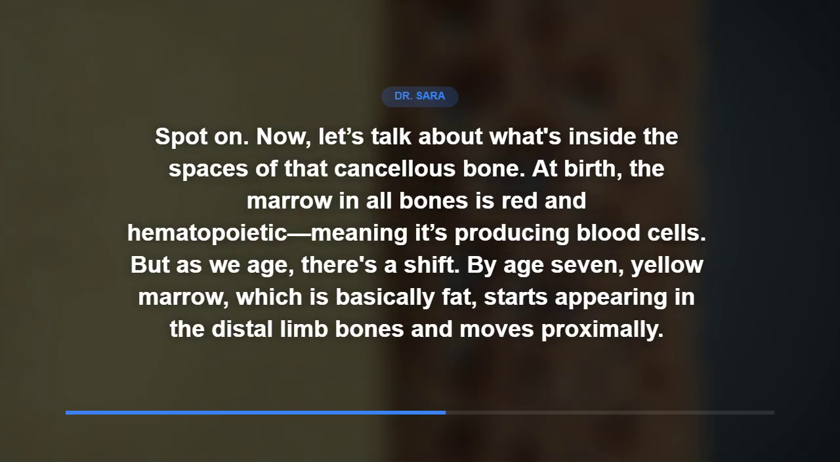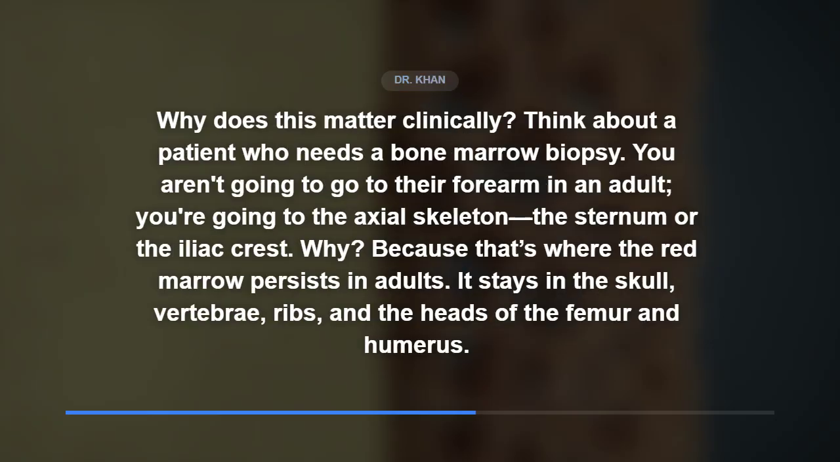Spot on. Now let's talk about what's inside the spaces of that cancellous bone. At birth, the marrow in all bones is red and hemopoietic, meaning it's producing blood cells. But as we age, there's a shift. By age 7, yellow marrow, which is basically fat, starts appearing in the distal limb bones and moves proximally.